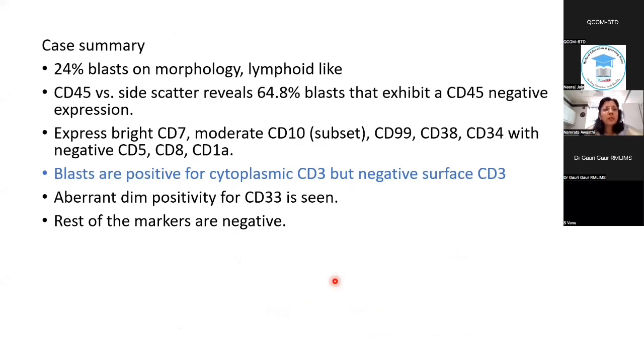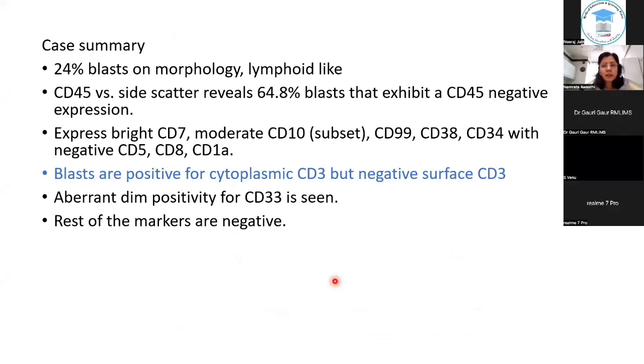To summarize, 24% blasts on morphology, lymphoid-like, blasts are CD45 negative. These blasts express CD7, CD10, CD99, CD38, CD34, and are negative for CD5, CD8, and CD1A. Blasts are positive for cytoplasmic CD3, but negative for surface CD3. This combination of positive cytoplasmic CD3 but negative surface CD3 itself suggests that these are immature T cells. Aberrant dim positivity for CD33 is seen here, and the rest of the markers are negative.